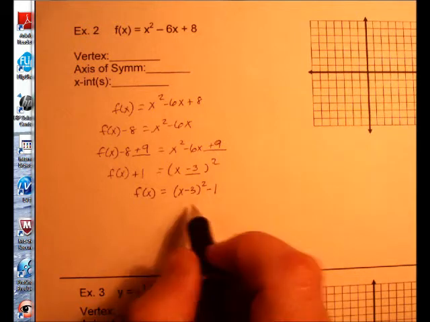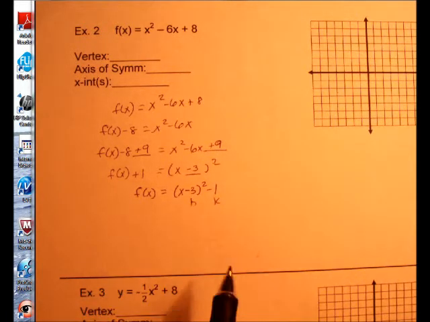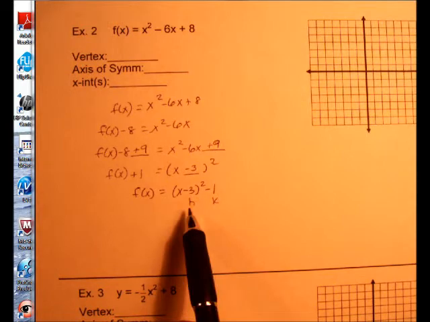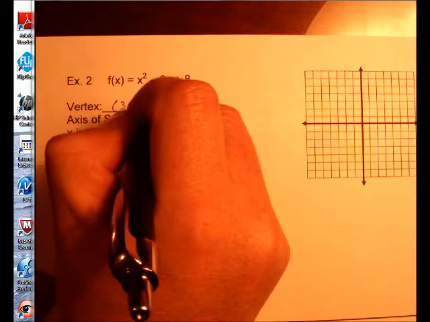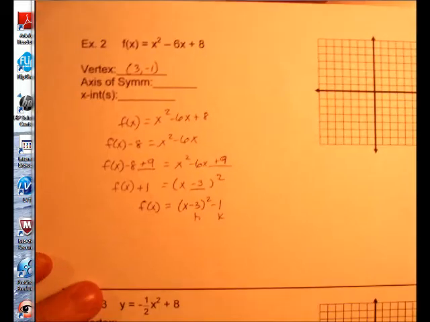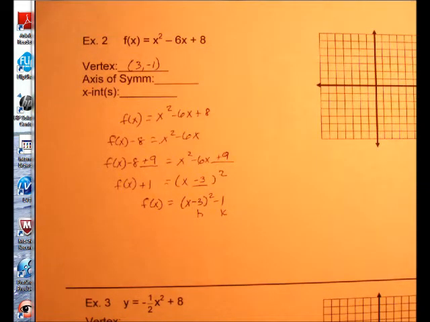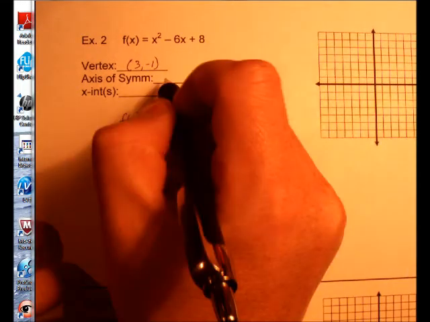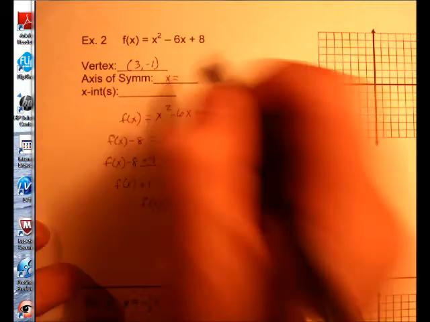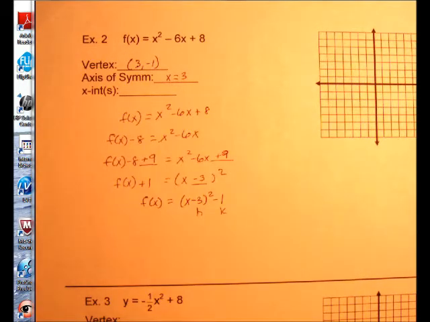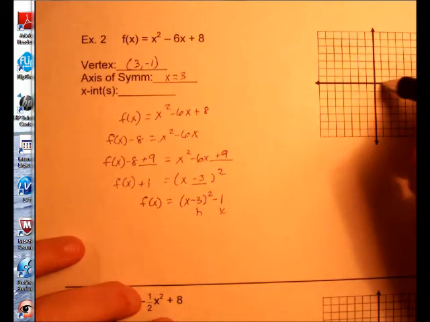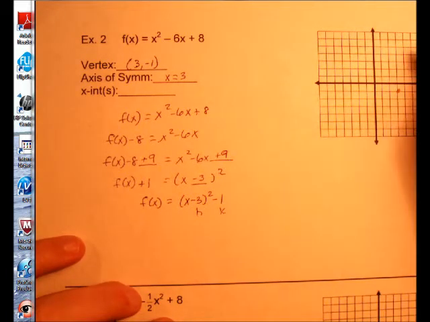So now we can easily tell our h and k. Our h value, remember, that comes out the opposite sign, so that's 3, and the k value is negative 1. So that is our vertex, 3, negative 1. And remember, the easiest way to figure out the axis of symmetry is just x equals the x value, because that's the line that cuts that parabola right in half. So if I come over here and graph that, 3, negative 1, if I wanted to graph the axis of symmetry, it'd be coming down right through there.